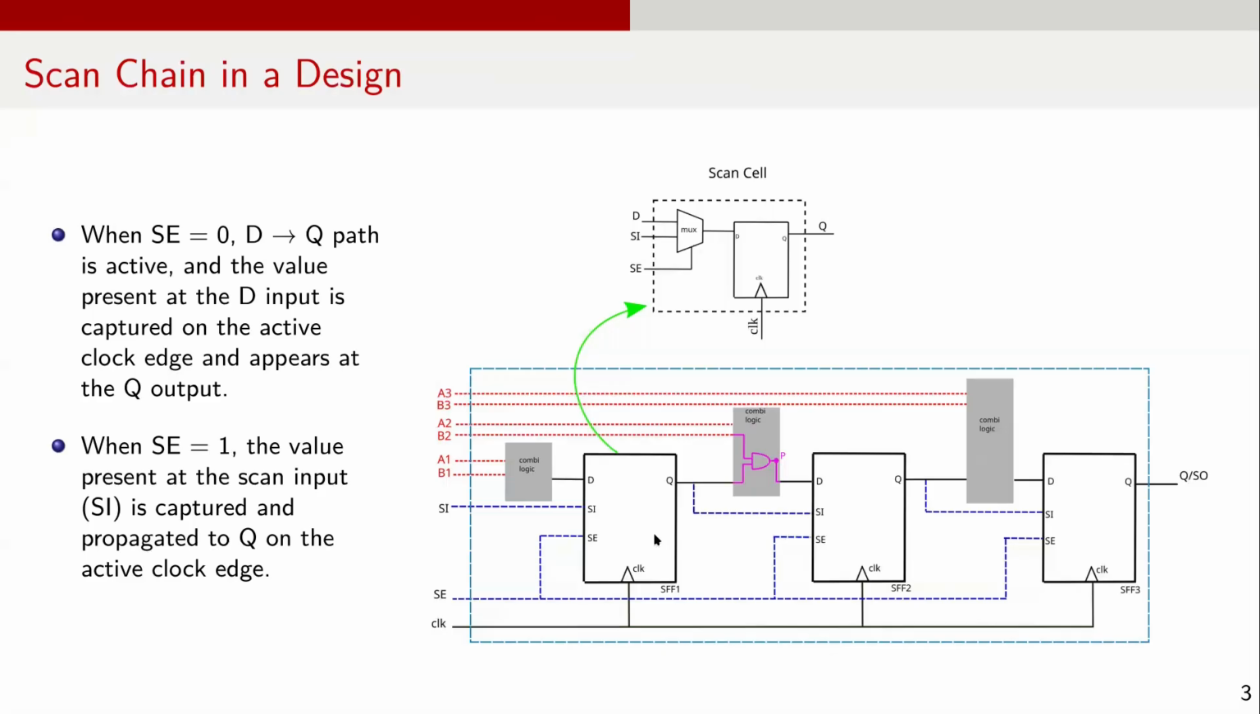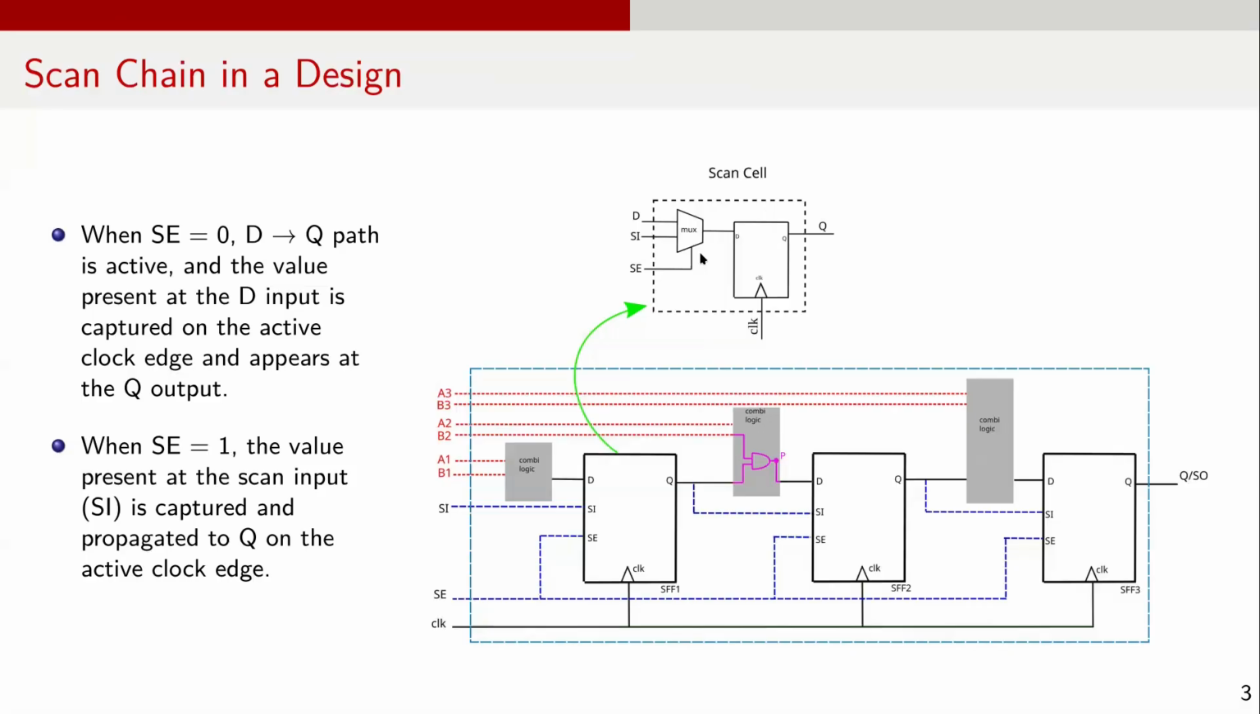The pin connections for each scan cell, data input D, clock input CLK, scan input SI, scan enable SE, and output Q, are also shown in the figure. The block diagram of the scan cell that is commonly used, a mux-D scan cell, is also shown here. Each scan cell contains a multiplexer at its input. Based on the value of the scan enable SE, either the functional data input D or the scan input SI is selected and stored in the flip-flop.